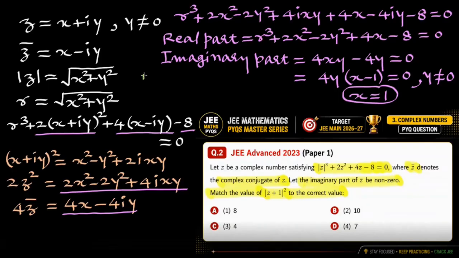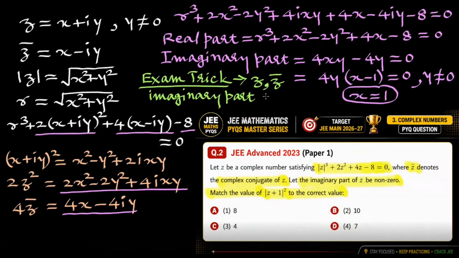Now the exam trick: whenever a question contains z, conjugate z, and the imaginary part non-zero, always separate the equation into real and imaginary parts first. Very often the imaginary equation gives one variable immediately, just like we got x = 1 here.